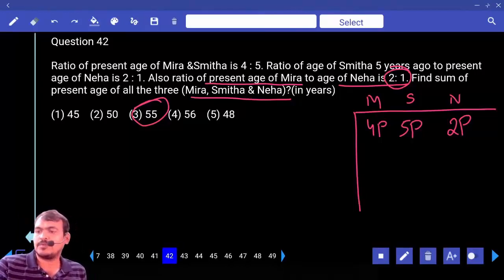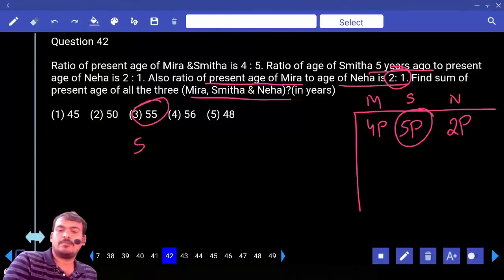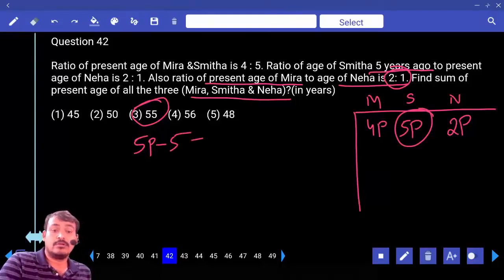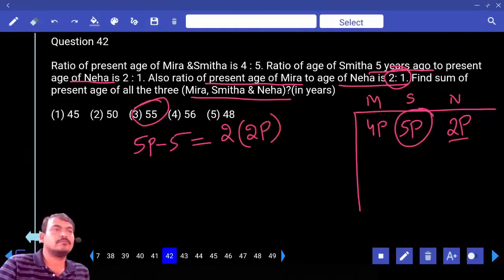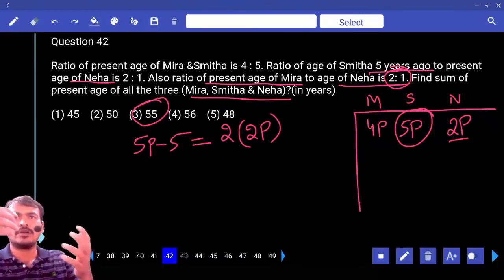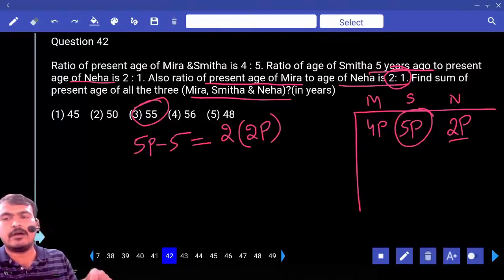Or else, what is the Smita value? 5 parts. 5 years back, 5 parts minus 5 or plus 5? Minus 5. It is equal to the present age of Neha in the ratio given. How much is the ratio? 2:1, or not? Then it is 2 times Neha's present value. What is the Neha present value? 2 parts, or not? 2:1 is nothing but 2 by 1. 5 parts minus 5 is equal to 2 by 1 of which one? Neha present value, or not?